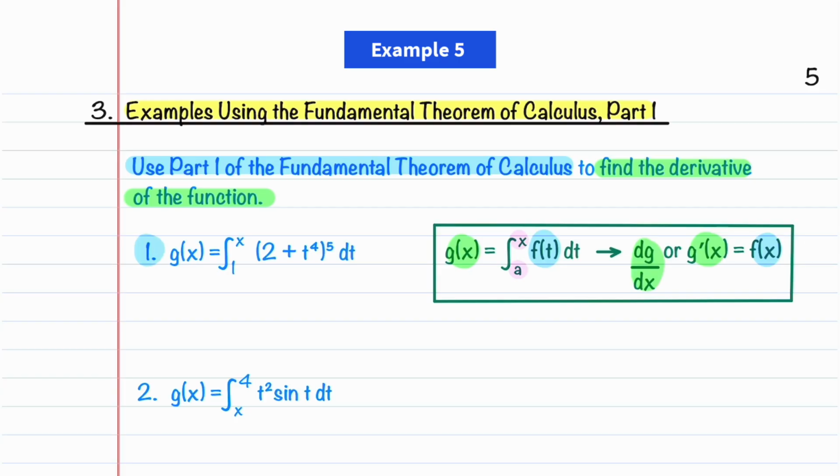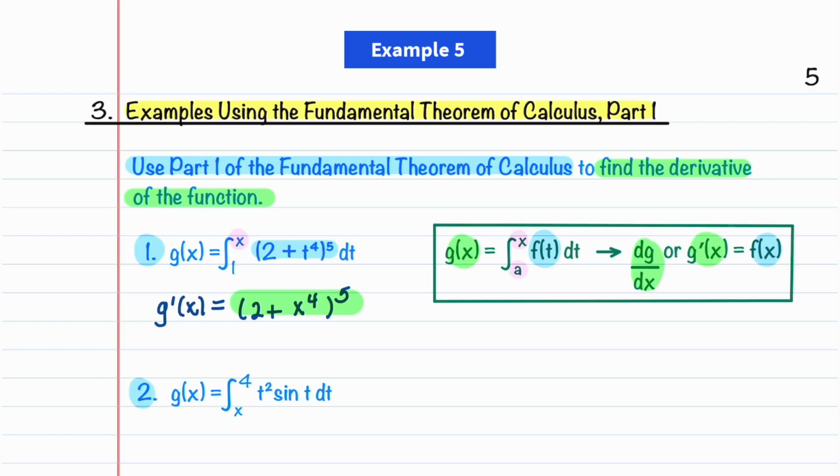Let's now look at our first example. We want to find g prime of x, and the fundamental theorem of calculus tells us that the derivative of g of x with respect to the upper limit x is the integrand, which is the quantity 2 plus t to the 4th raised to the 5th power, evaluated at the upper limit x. So this is just 2 plus x to the 4th raised to the 5th. And we'll go ahead and highlight that.